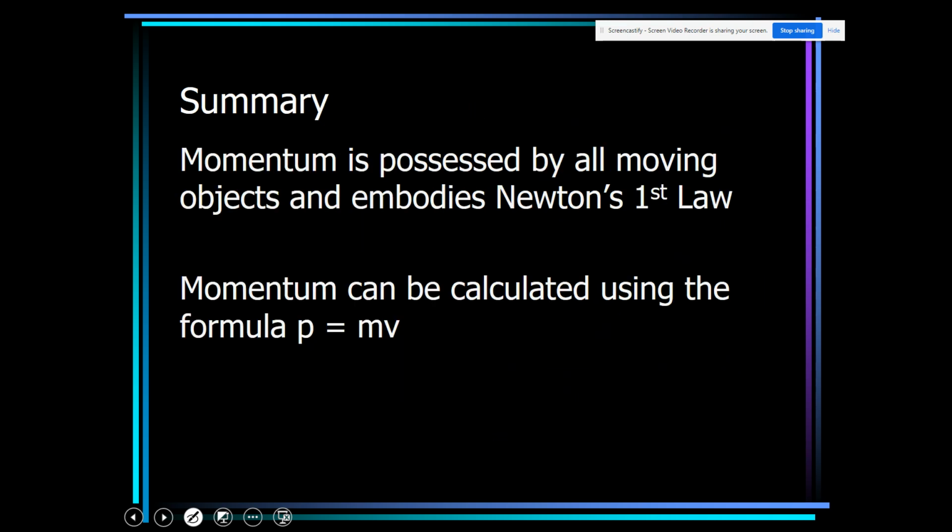Summary. Momentum is possessed by all moving objects. They have to be moving to have momentum. And it embodies Newton's first law: a body in motion will stay in motion. Momentum can be calculated using a very simple formula.